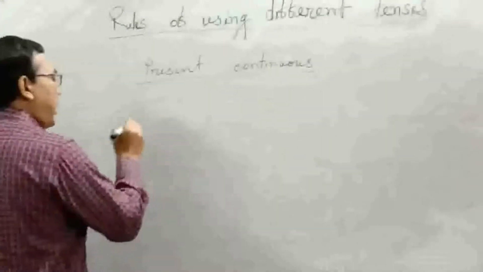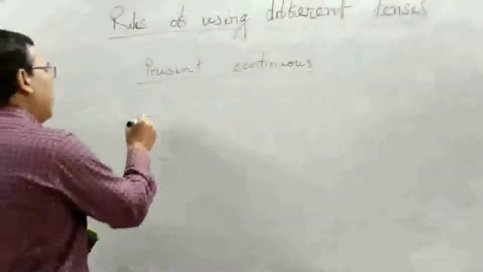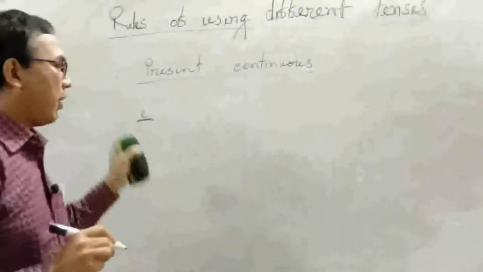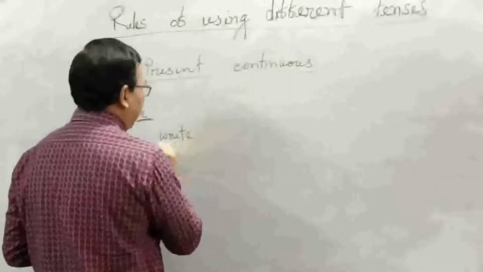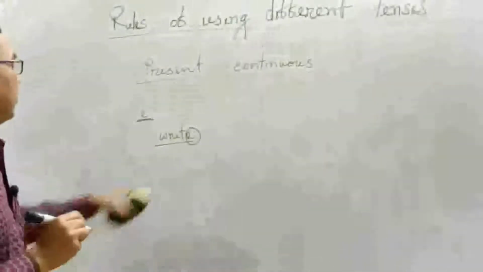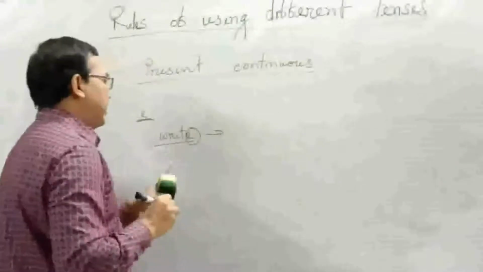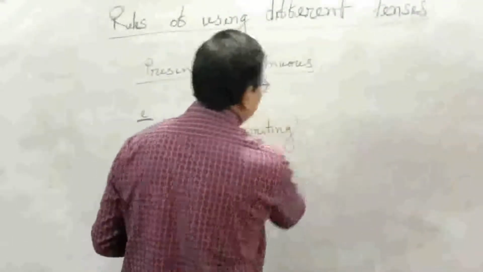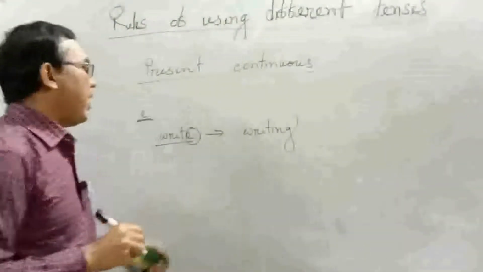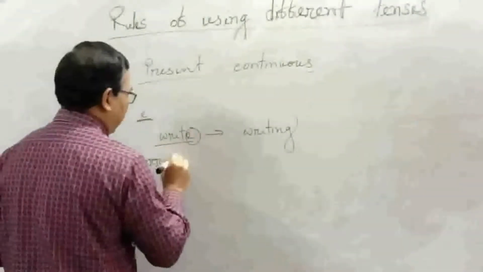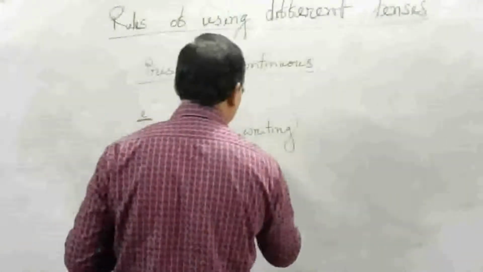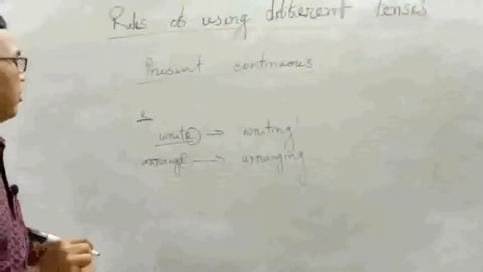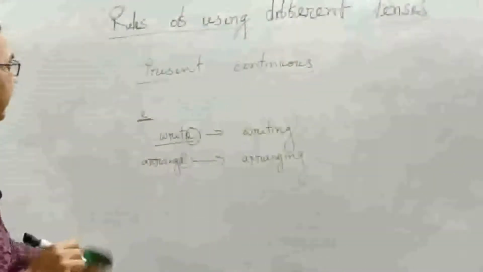If a verb ends in E, then E is omitted before adding ing to the verb. I'm giving some examples. Write. Here the verb ends in e, and when you add ing to the verb, then e will be omitted. Writing. In the same way, arranging. E is omitted. And there are some exceptions. This is the rule you will follow in all the cases except some exceptions.